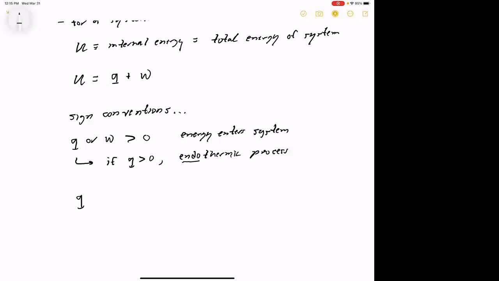What if we had a Q or a W being less than 0? In other words, taking on a negative value. Well, that would suggest then that energy is exiting or leaving the system. So if energy is leaving the system, what's that doing to the internal energy? Well, that's decreasing it. So that would make sense, okay? And again, a Q convention here. So if our Q or our heat is less than 0, we say that that is an exothermic process. Exo meaning leaving.